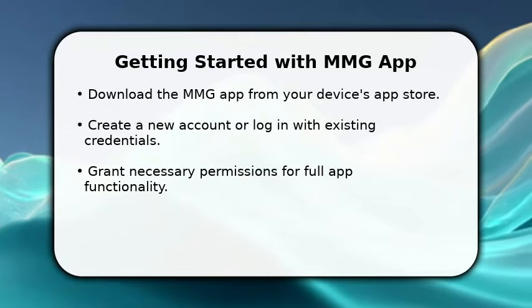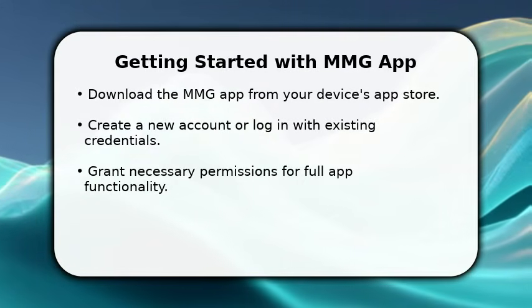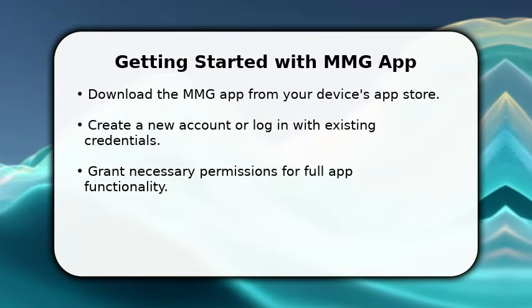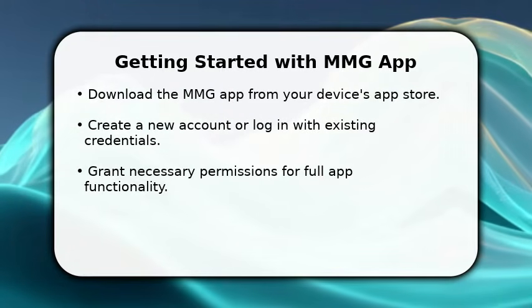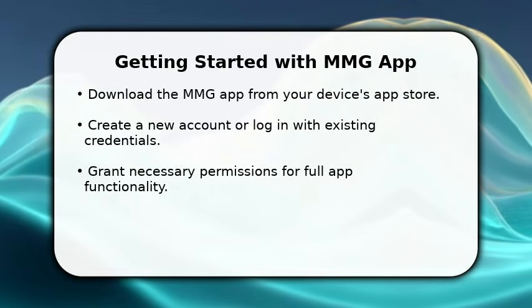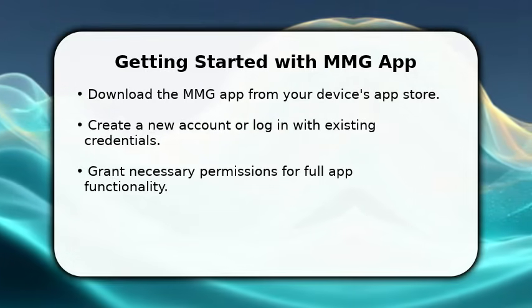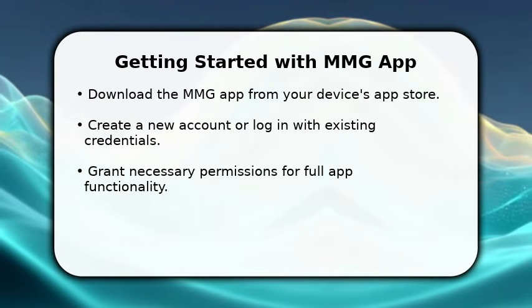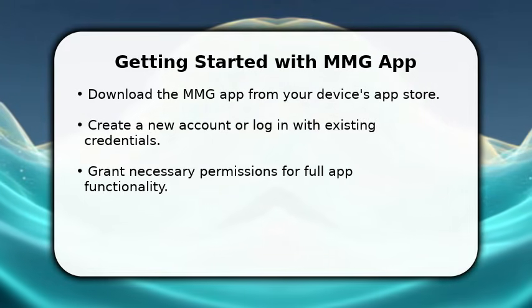In this video, I will explain how to use the MMG app. First, download the MMG app from your device's app store. Once installed, open the app and either create a new account or log in if you're a returning user. Remember to grant any requested permissions, like access to your camera or location, to ensure all features work correctly. This initial setup is quick and easy, getting you ready to explore the app's capabilities.